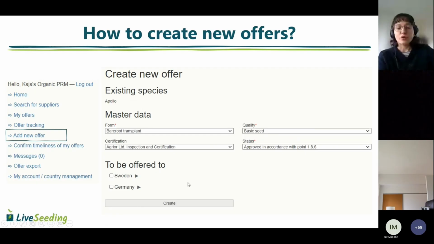Okay, so now I want to show you how it looks when you have been accepted to more than one country. So now we have been accepted to Germany and Sweden, and then you can place your offer directly to both countries or also only to one country. So this has the advantage that you need to put the general information only once, and then tick the countries that you want to offer to and only specify the country-specific information for this offer.